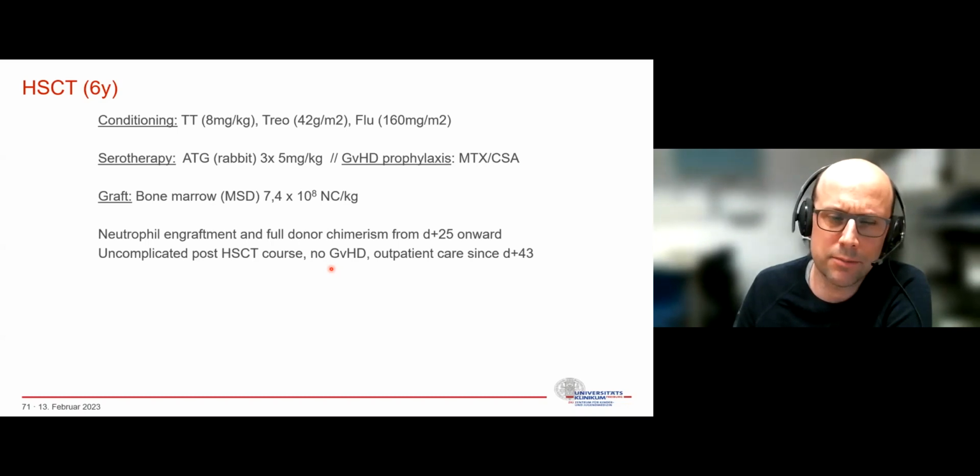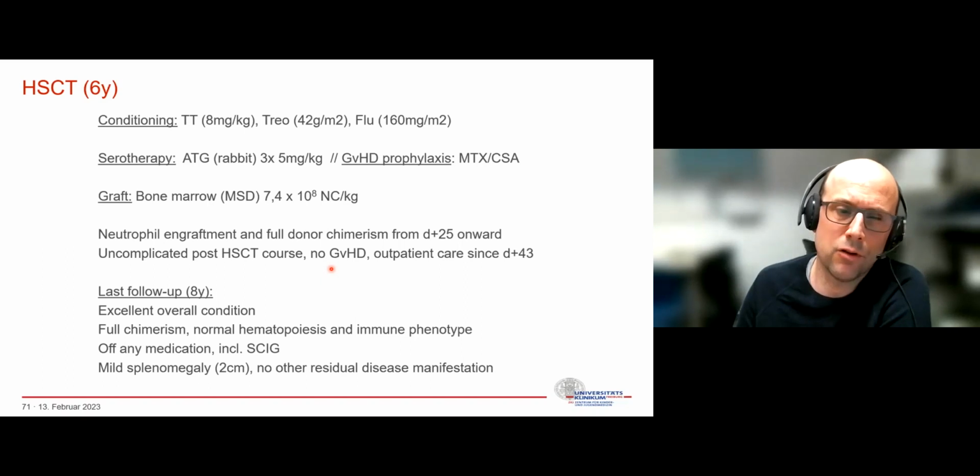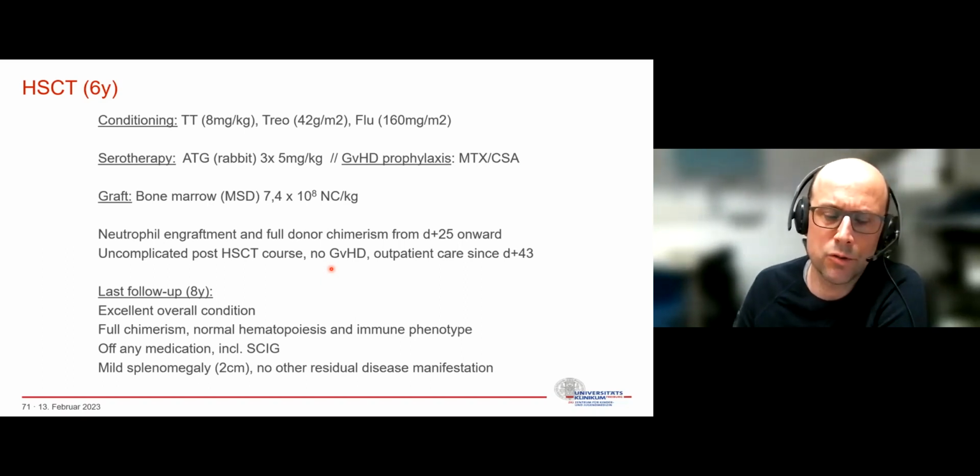Overall, the transplant course was really uncomplicated. There were no signs of GVHD also in the later course, and the patient was discharged and seen as an outpatient from day plus 43 onward. At last follow-up, the patient was 8 years, so 2 years after the procedure, in excellent overall condition. He remained in full chimerism, had normal hematopoiesis and a normalized immune phenotype.